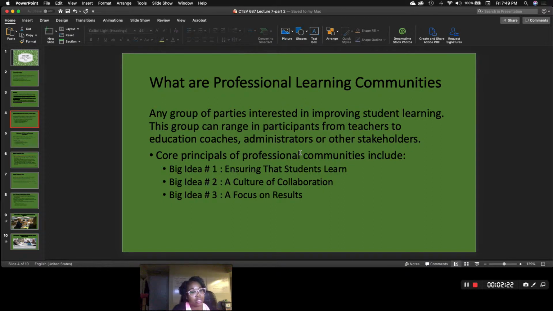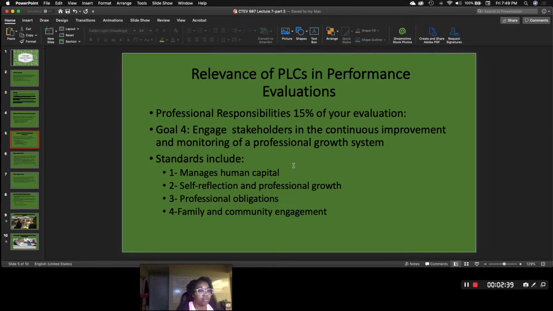But there are 3 core things that you need to ensure are part of your professional communities, 3 things that are like the big ideas. Big idea number 1, ensuring that students learn. Big idea number 2, a culture of collaboration. And then big idea number 3, a focus on results. All right, so the first reading, that was the first reading there.